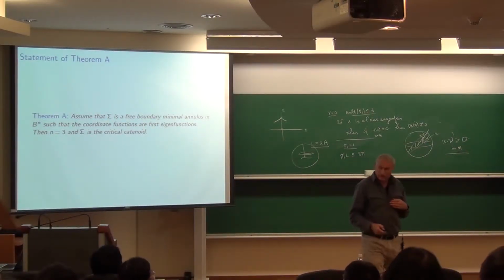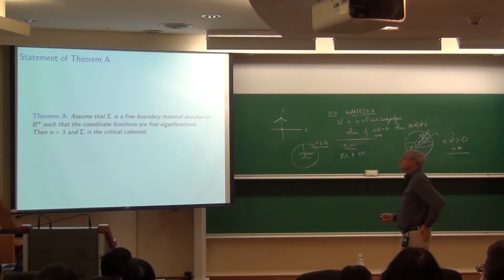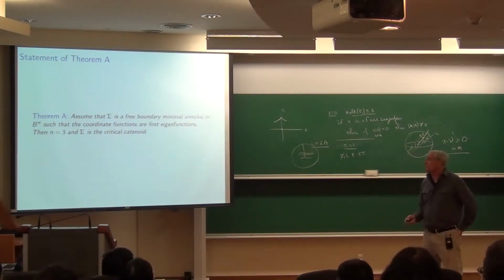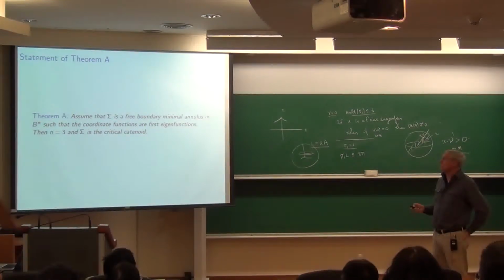So I have about a half an hour left. So I might not have time to prove both of these things, but I can either do the proof of the uniqueness theorem for the critical catenoid, or give a sketch of the existence of maximizers. Does anybody have any preference?